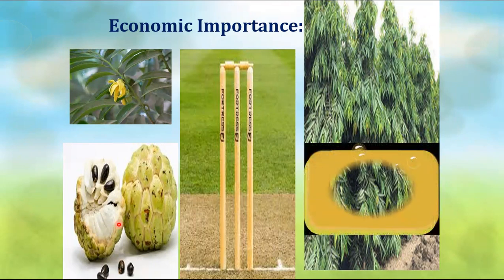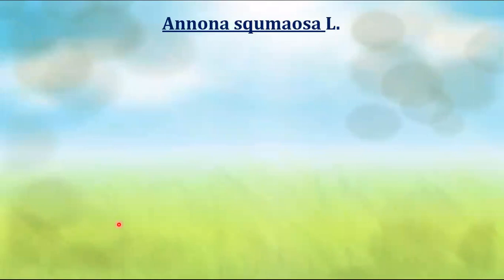And the seeds of Annona reticulata have some antibacterial property. The oil extracted from this seed is used for the preparation of soap and insecticides. These are some common economic importance. Now we are focusing on one example of Annonaceae, that is Annona squamosa.